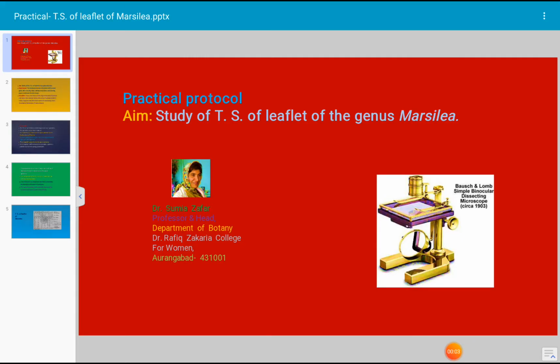Today's topic for discussion is a practical protocol of pteridophytes, and today's practical is the study of a transverse section of a leaflet of the genus Marsilea. Marsilea is a pteridophytic plant. Let us see what we have to do in the practical.